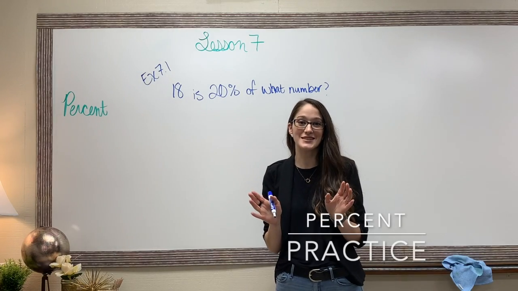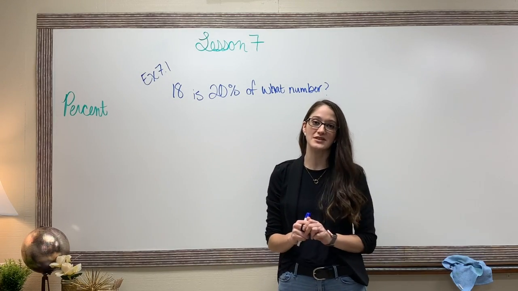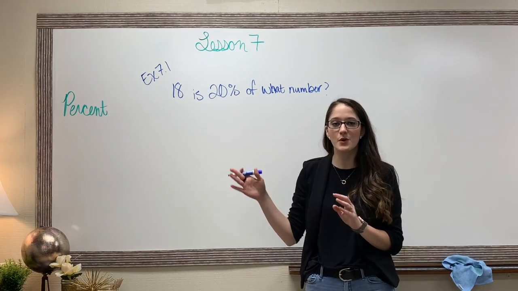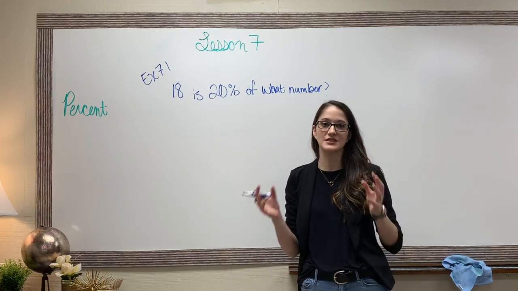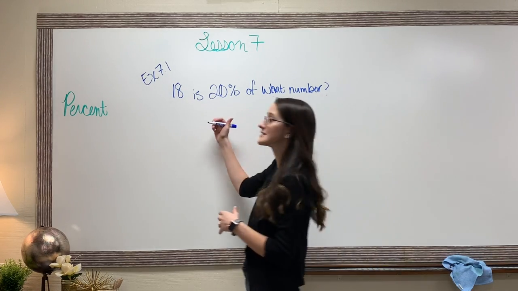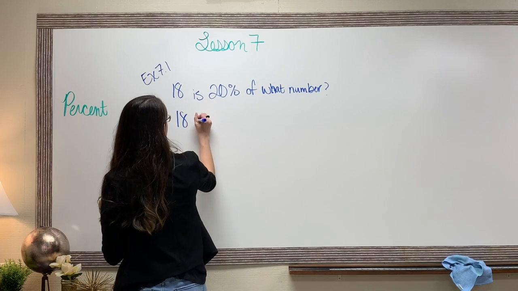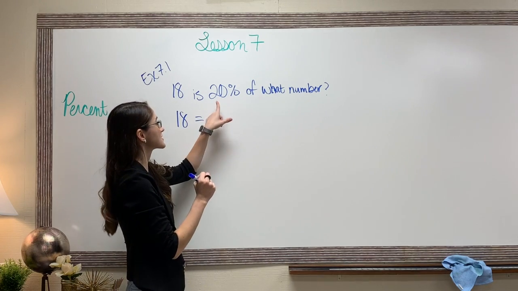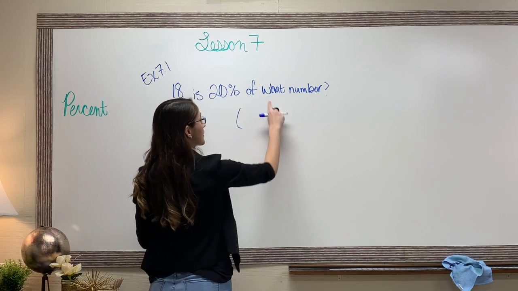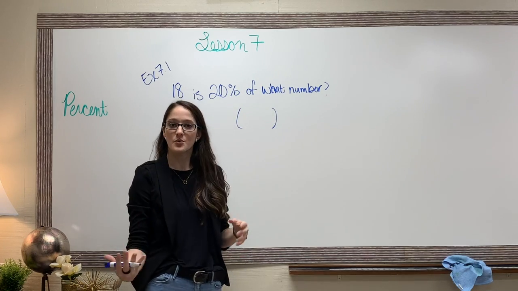Okay, so our first example is 18 is 20% of what number? They've already given us the format for our equation. We just have to take those words and turn them into math symbols and numbers. So 18 is means equals, 20%, I'm going to save that just for a moment. Of is multiply, and instead of what number, is my unknown.